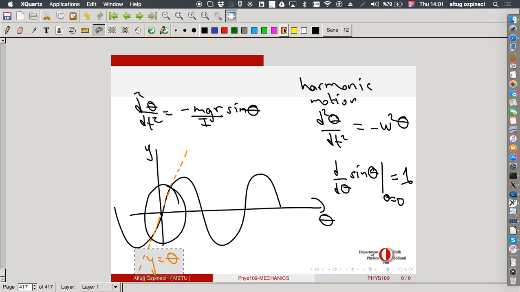So if theta is not big, if you look at this pendulum over here, if you just displace it by a very small angle, in that case sine theta is more or less equal to theta, approximately.